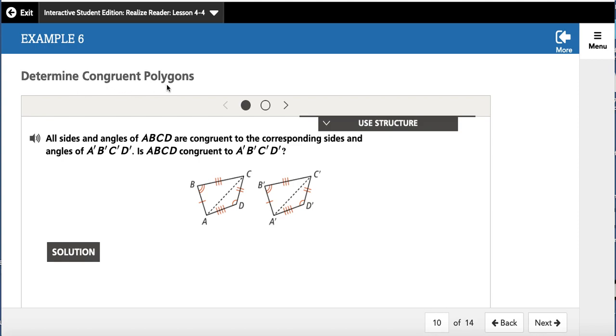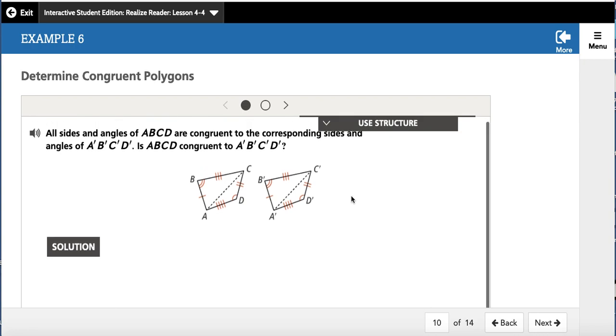Determine congruent polygons. All sides and angles of ABCD are congruent to the corresponding sides and angles of A'B'C'D'. Is ABCD congruent to A'B'C'D'? Well, since it's all the angles and all the sides, the answer's yes.